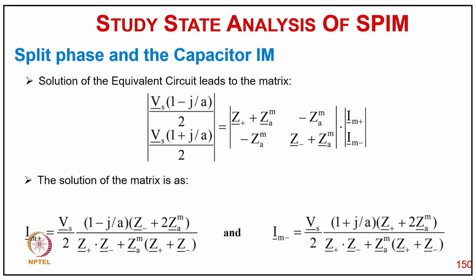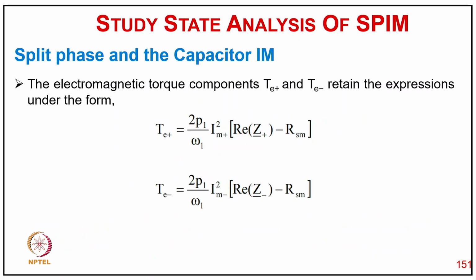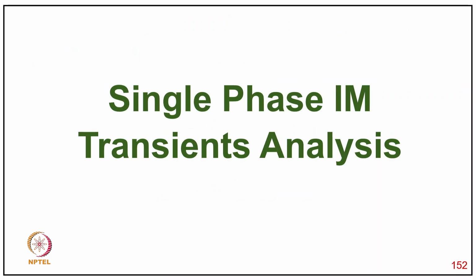You can call it matrix Im plus and Im minus. So from this matrix you can find the solution for Im plus and Im minus from these expressions, and then you can find the developed torques T plus and T minus from these expressions, and you can find the net torque.